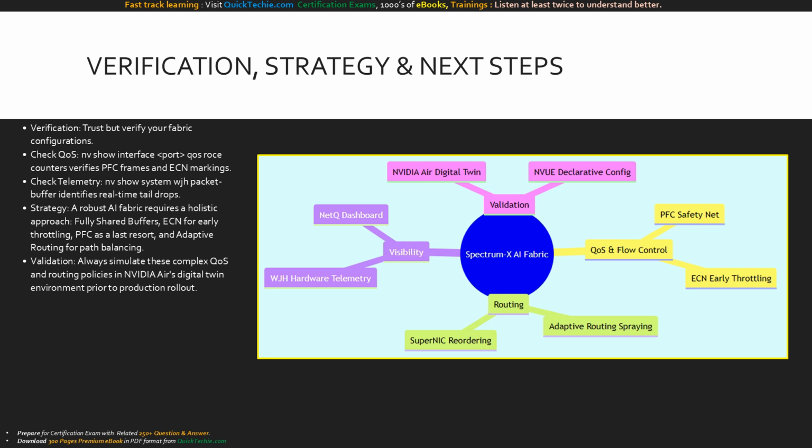The ultimate strategy for a high-performance AI fabric is holistic. You need the hardware advantage of the fully shared buffer, ECN for early traffic shaping, PFC strictly as a last resort, and adaptive routing to utilize every ounce of spine bandwidth. Before you deploy, always validate these configs in a digital twin using NVIDIA Air.